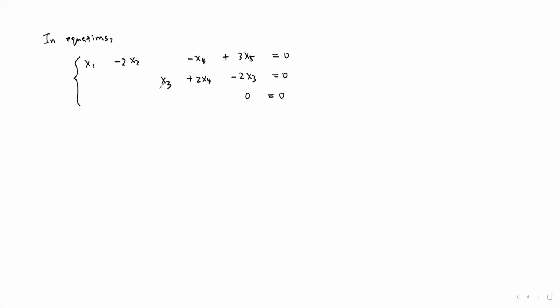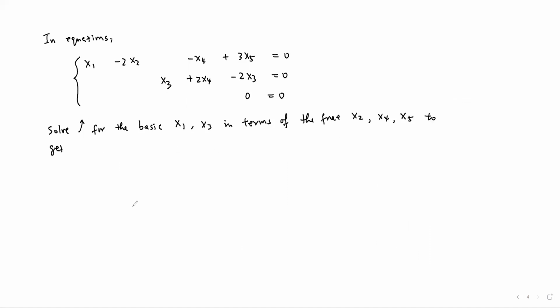Now I solve this linear system for the basic variables x1 and x3 in terms of the free variables x2, x4, x5 to get all the solutions of the linear system, to get the general solution.